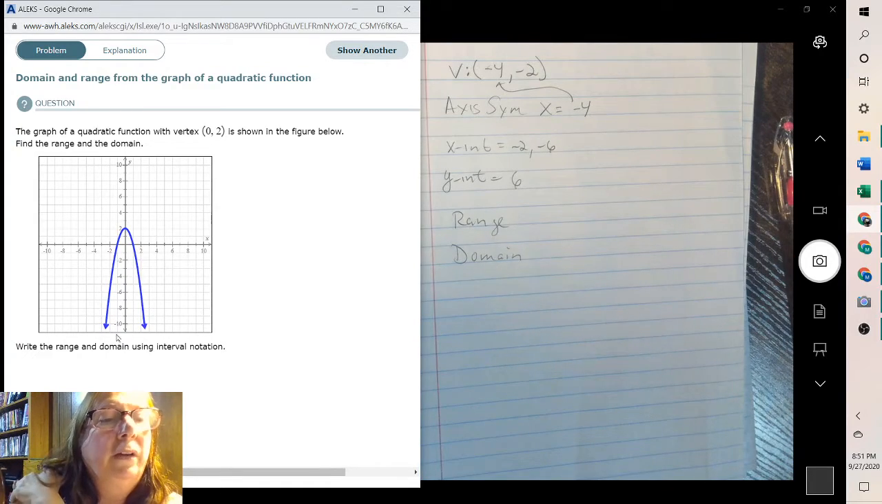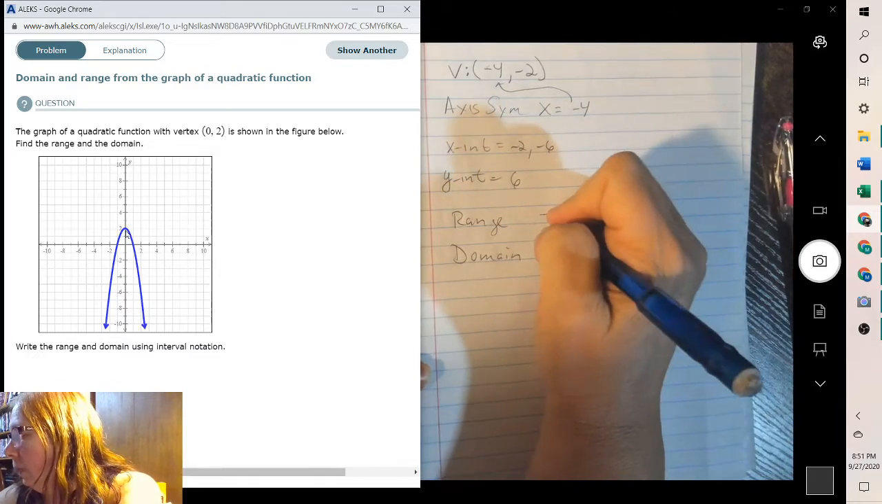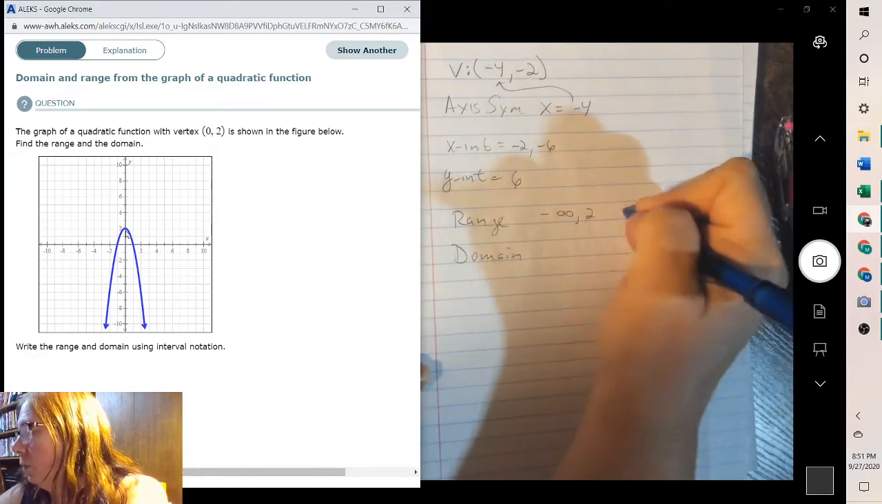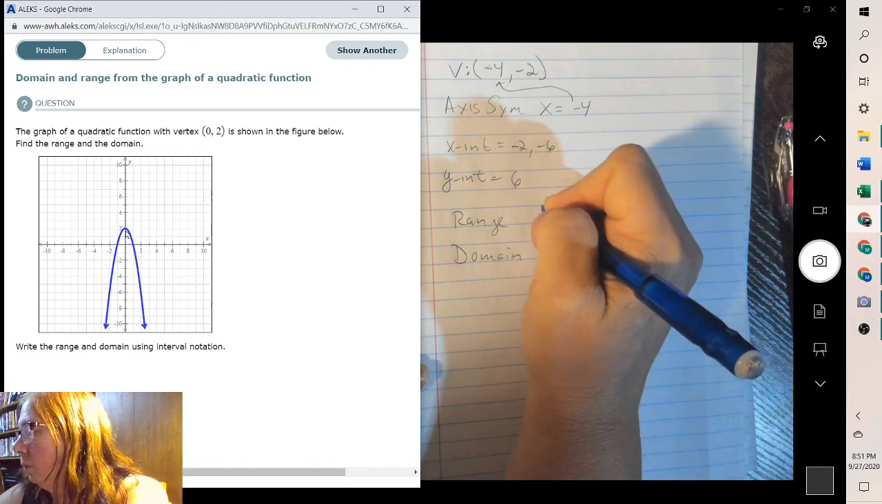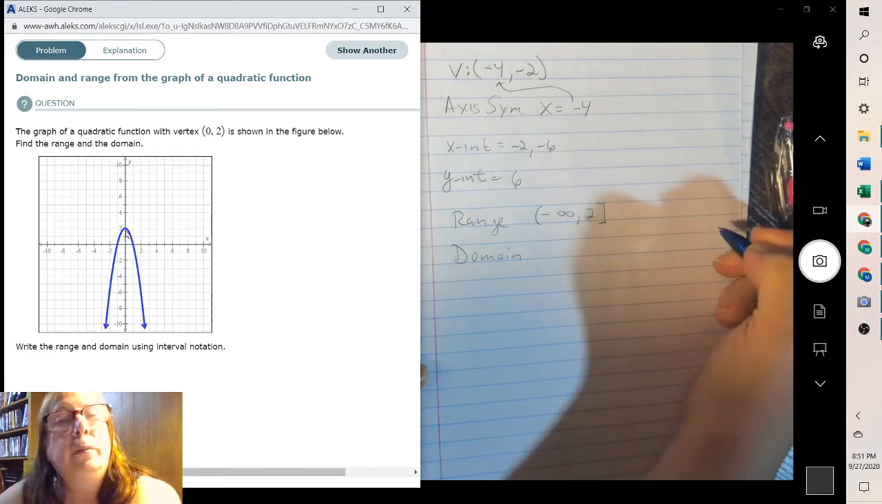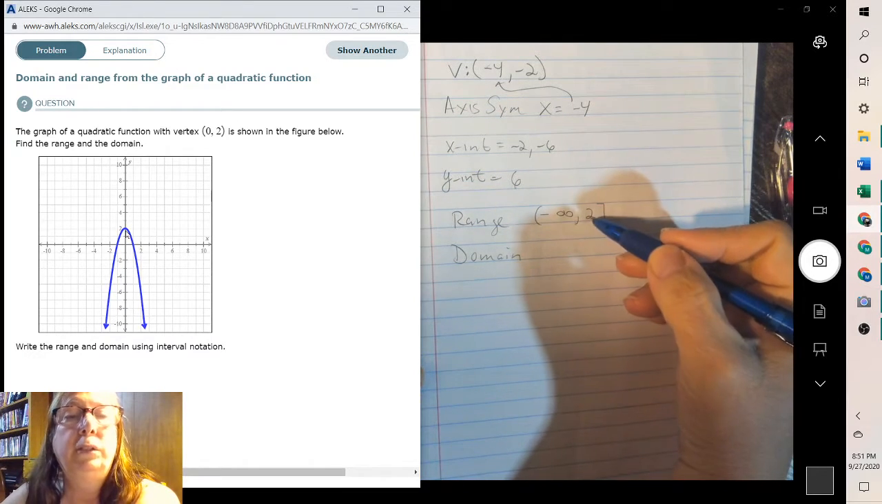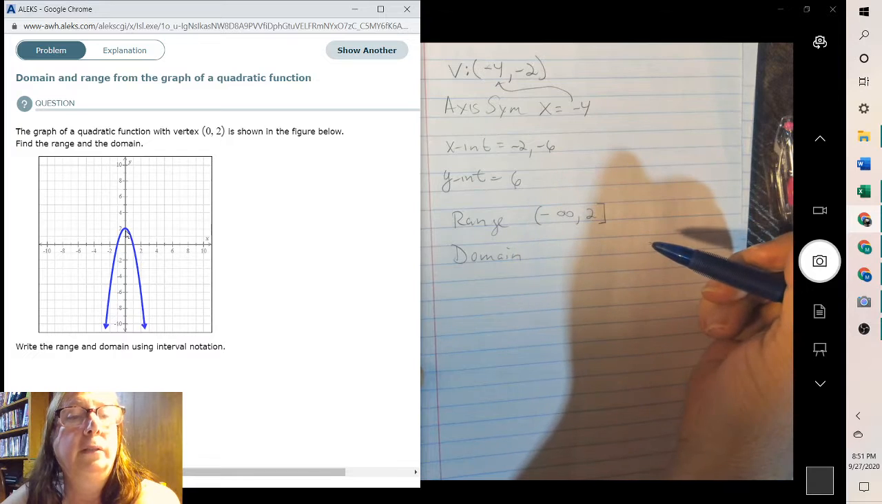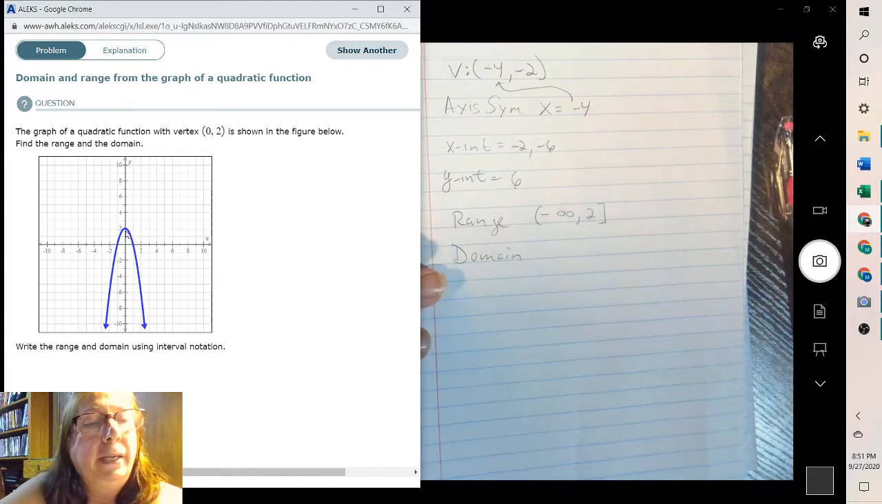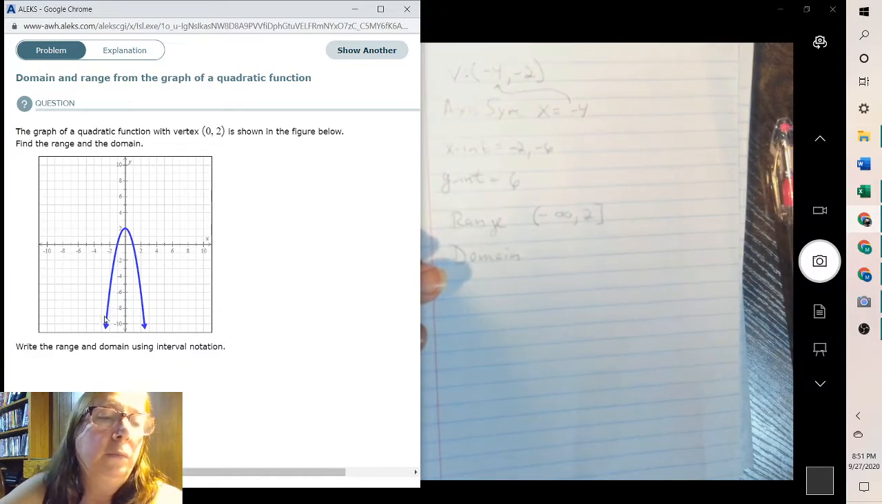Range is your y values. Notice these will keep going down. So it's -infinity up to 2. -infinity, and it stops at 2. It's including the 2. Infinity is always a parenthesis, but it is including the 2 because it doesn't have an open circle there. The domain is your x values, and this will keep going.